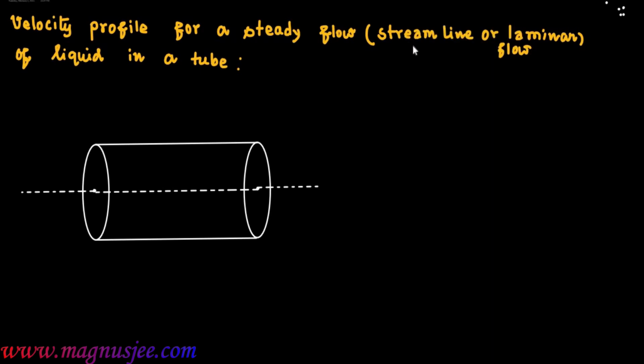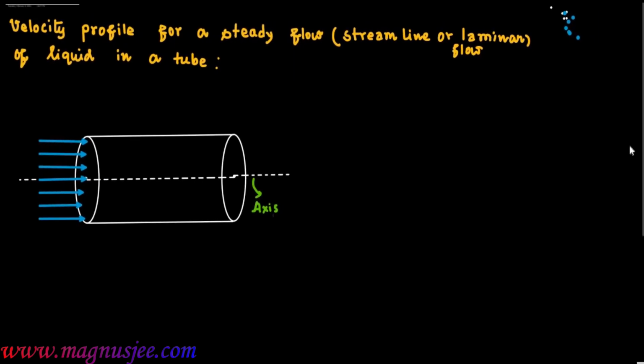In this case, liquid is flowing in the form of a number of cylindrical layers, coaxial with the axis of the tube. These are the cylindrical layers which are coaxial with the axis of the tube. And these cylindrical layers of liquid have the same magnitude of velocity. We have denoted the velocities of different layers of liquid which are coaxial with respect to the axis of the tube.